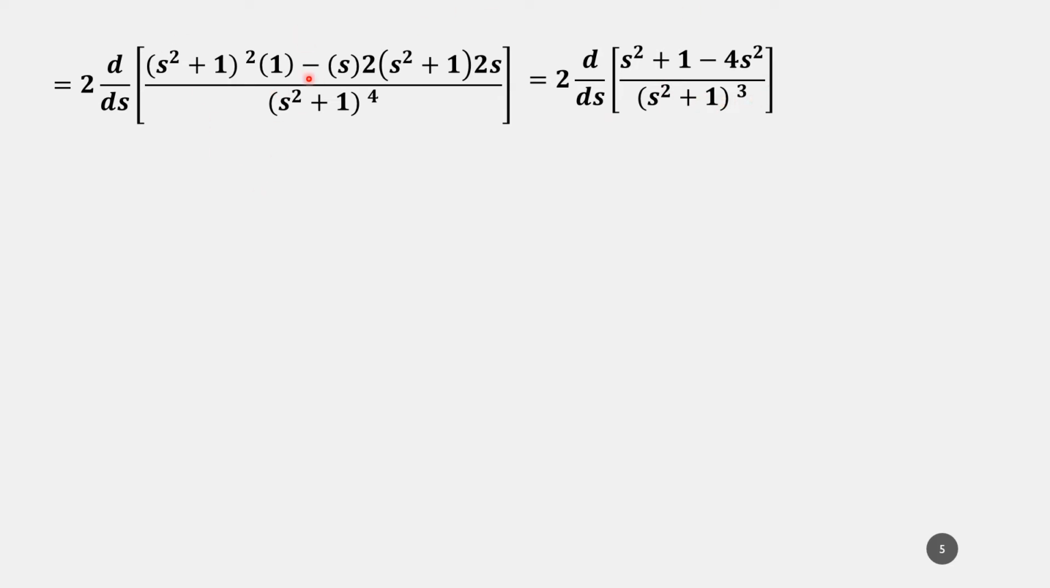So we have applied the u by v derivative, and then since there was a common term s square plus 1 in both numerator and denominator, we have cancelled that common term and written the remaining terms. So s square plus 1 minus 4s square upon this. Now we can combine the coefficients of s square. So we can write 2 into d by ds of 1 minus 3s square upon s square plus 1 the whole cube. Still one derivative is remaining. So again differentiating this using u by v.